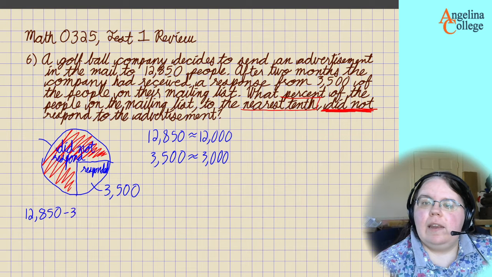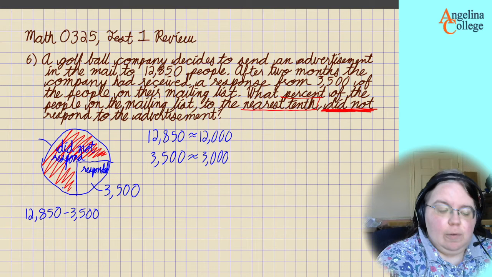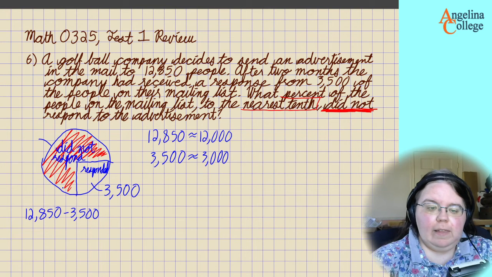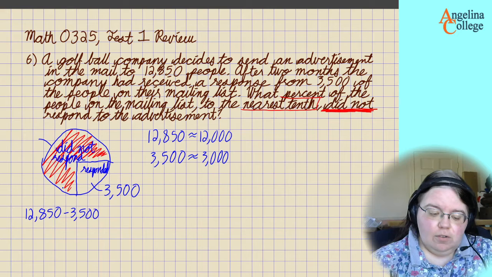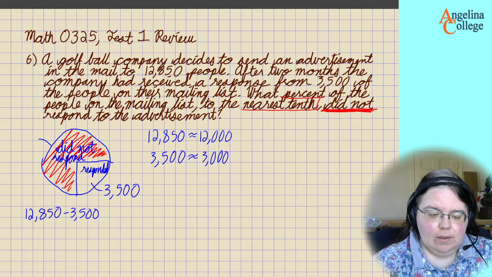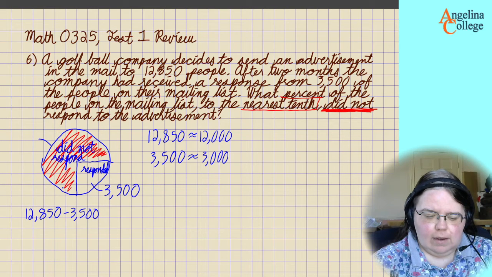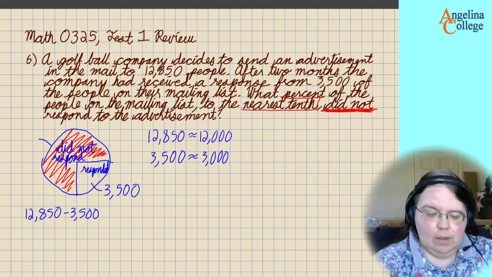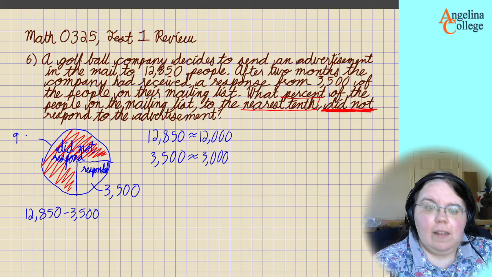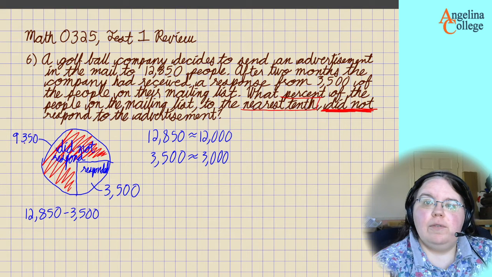So what we'll do there is 12,850 minus 3,500. And that looks like a good calculator problem. So I'm grabbing my calculator and I'm punching in 12850 minus 3500. Let's see, I got a negative number. Oh, I accidentally pushed the 0 too many times. These things happen. Let's take off one of those zeros. Okay, this is more believable. So according to this calculation, that's 9,350 people.